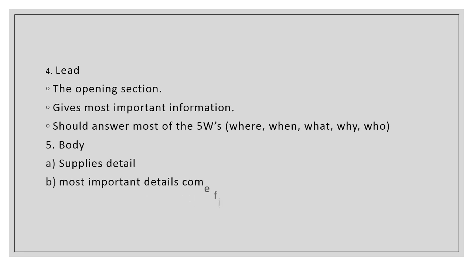Most important details come first. The very important detail should come first. Then, the scene feeling. You have to write the body so that the reader can feel that he is there, or that he was there at the scene. He can feel what the scene was.